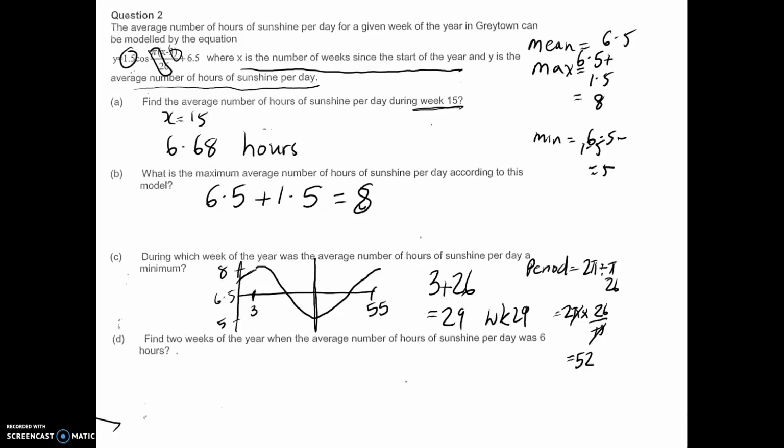Another way we could have done this was by solving. You could make y equal to the minimum, which is 5, and then solve for x. You could use your graphics calculator for that. The next question says, find 2 weeks of the year when the average number of hours of sunshine per day was 6. So we're solving this equation here. Y is 6.